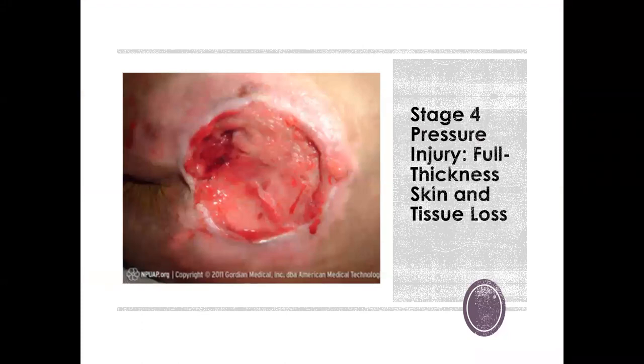Our stage 4 is another full thickness wound. However, when we get to a stage 4, this wound is deeper than a 3. It's going to involve the exposure of muscle, bone, and connective tissues, your tendons and cartilage. The considerable depth of the wound, particularly if the bone is palpable, makes osteomyelitis, or an infection of the bone, more likely.